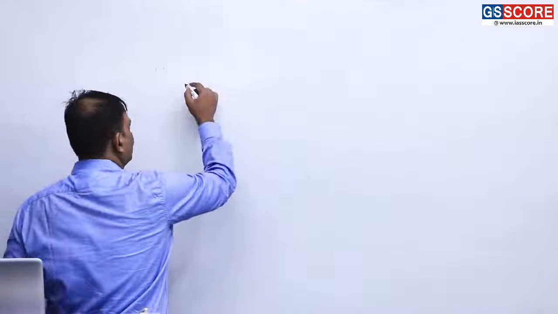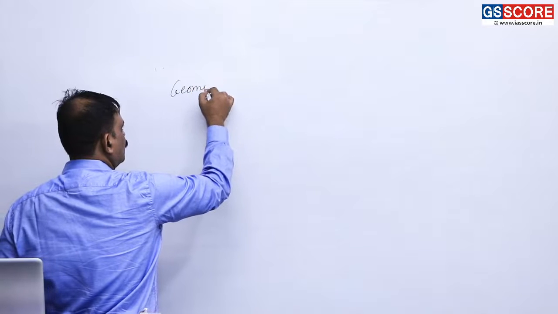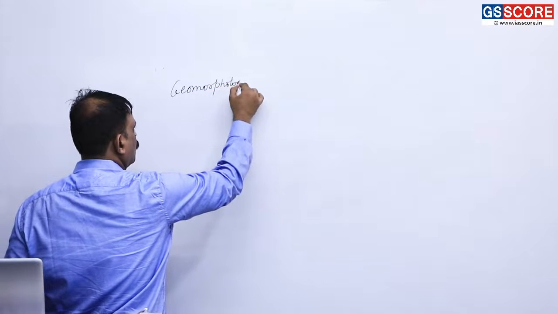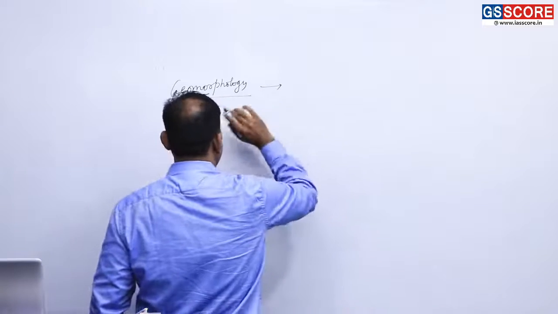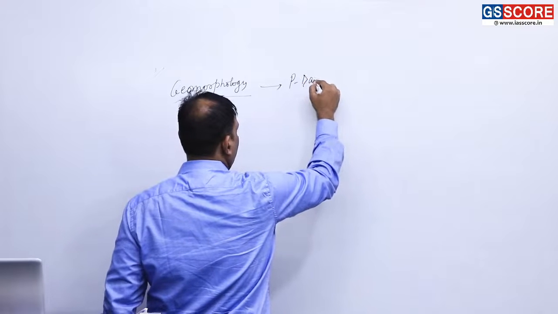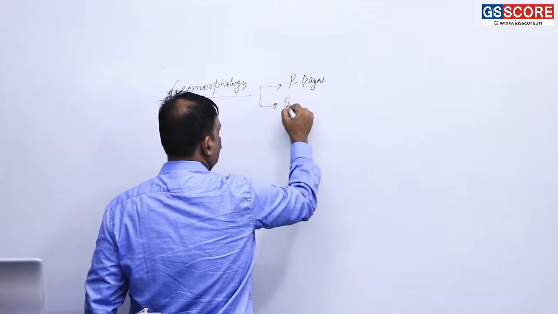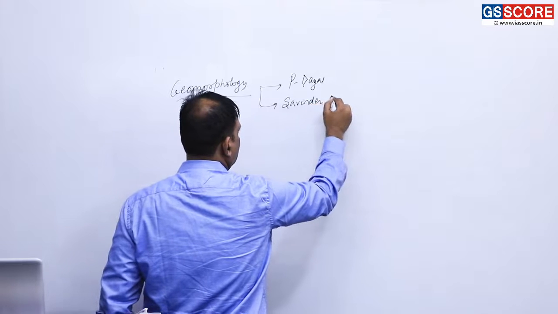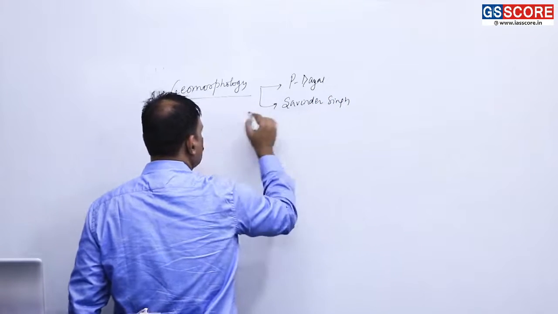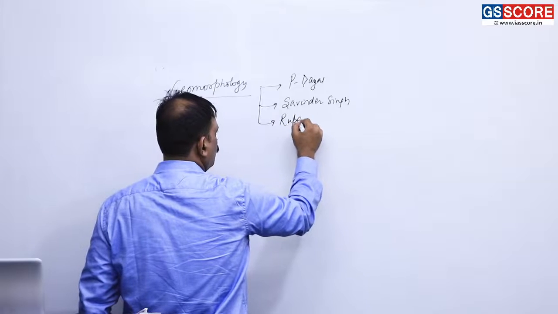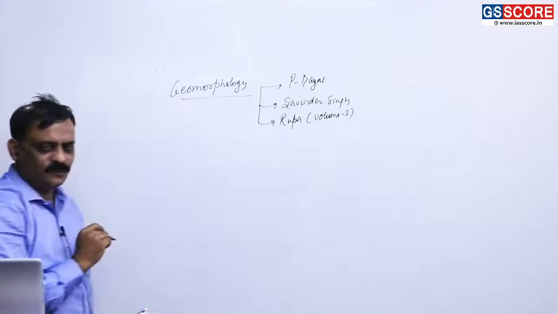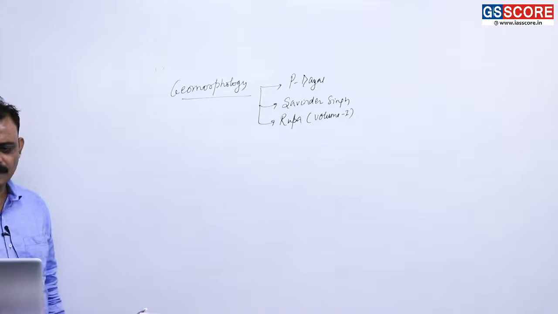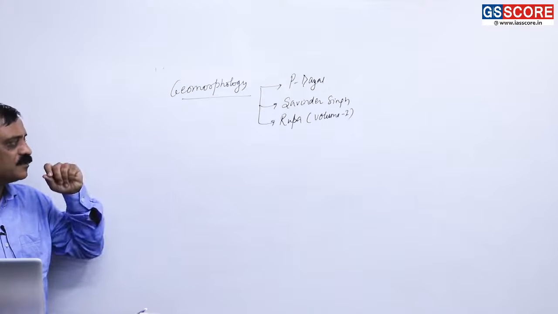Okay, now look at the references that we are expected to follow. For the geomorphology section, I told you about two books: P. Dayal, and another book I recommended is Savindra Singh's Geomorphology. I also recommend Rupa Made Simple, Rupa volume 1. So I recommended these for geomorphology yesterday.